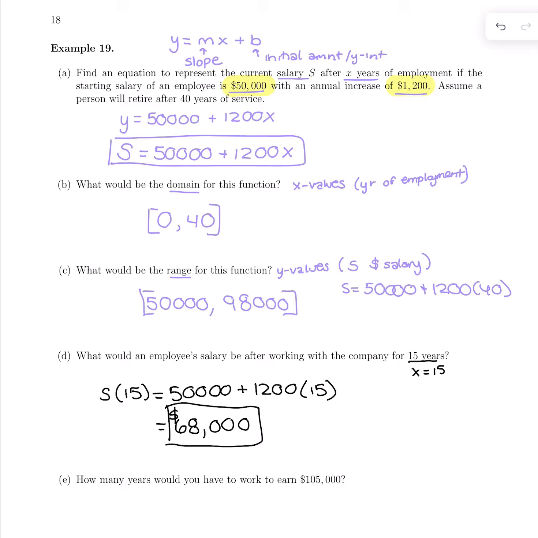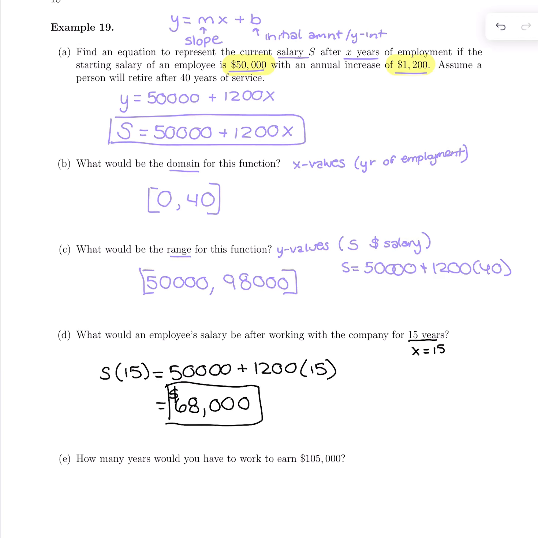The last part says here, well, say they really do want to break that 6 figures. They want to make $105,000. We know that's not happening in their first 40 years of working because they are getting to 98,000. But how long would it take? So we're going to set 105,000 as our salary. Initially, they earn $50,000 plus they're getting $1,200 raises times X years. So to solve for x, I'm going to start by subtracting 50,000 from both sides to try to get the x by itself.